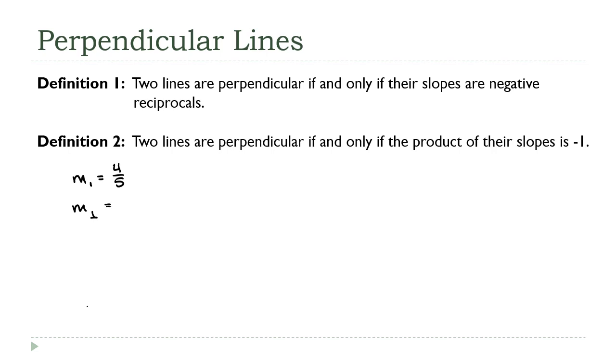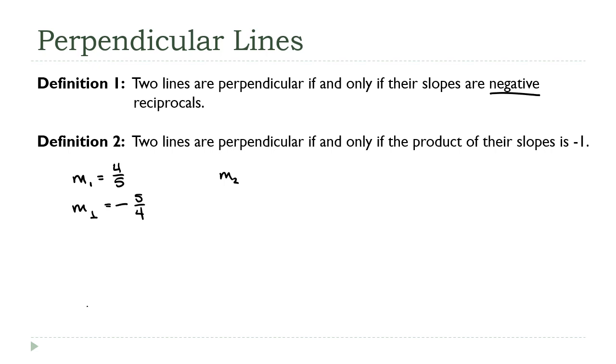Well, the definition says it's the negative reciprocal of 4/5. The negative part means the sign is reversed. So instead of being positive, this one is going to be negative. And the reciprocal part says that we need to flip the fraction over. So the slope of my perpendicular line will be -5/4.